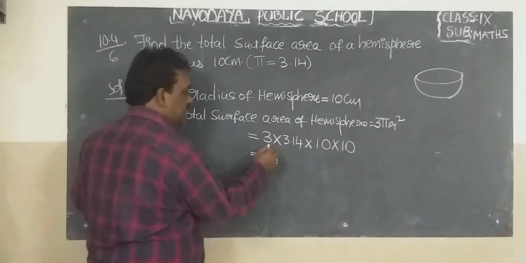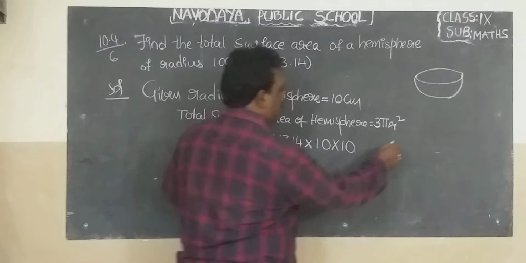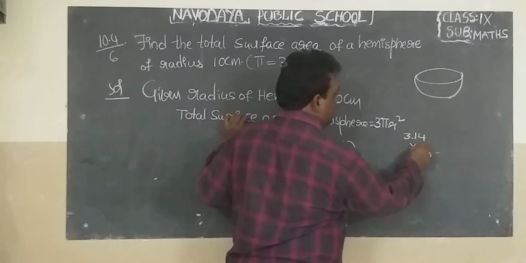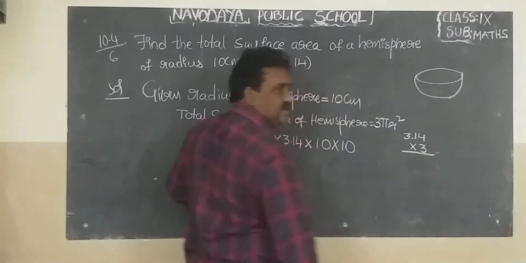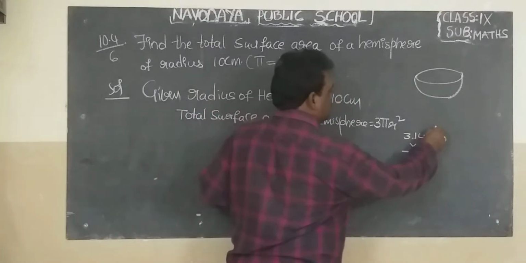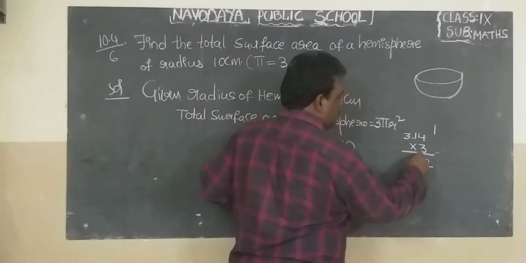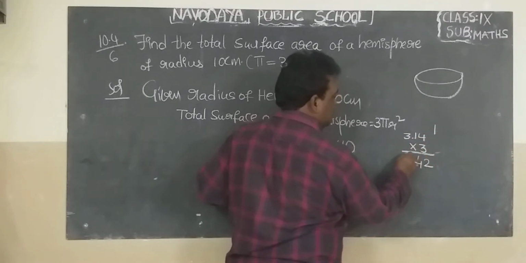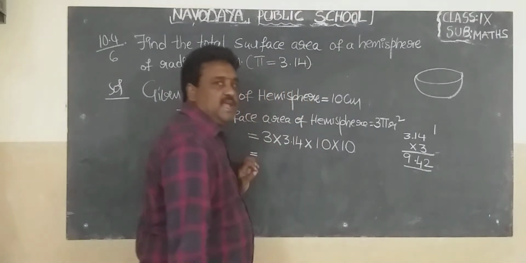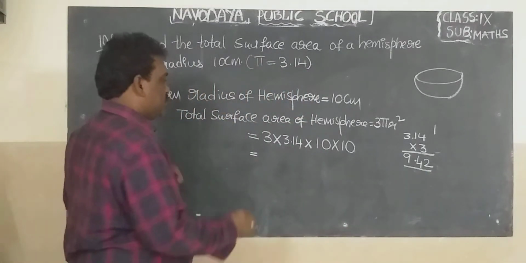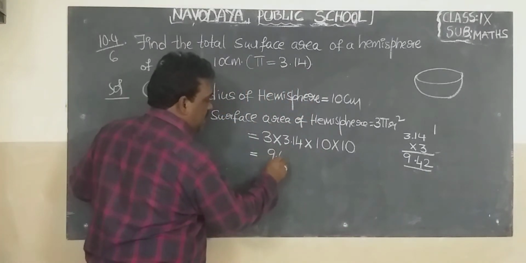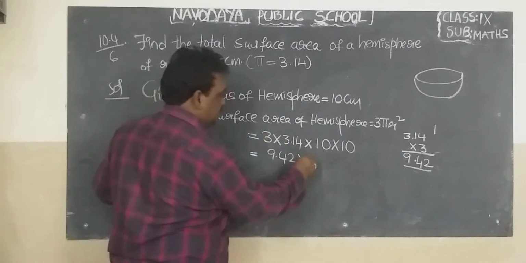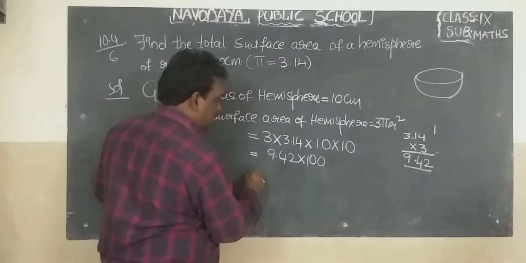So multiply 3 into 3.14. Do rough work. 3.14 into 3, multiplication. 3 4s are 12. 3 1s are 3 plus 1 is 4. 3 3s are 9. So 9.42. 9.42 into 10 10s are 100. Now multiply with 100.